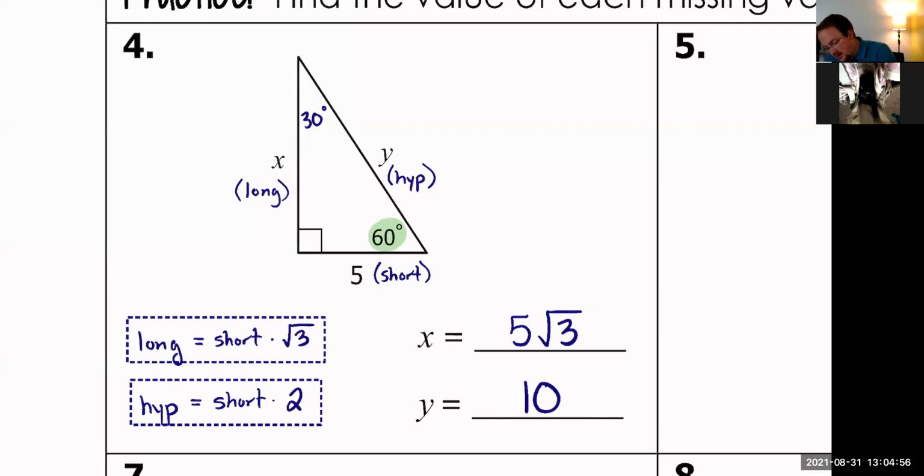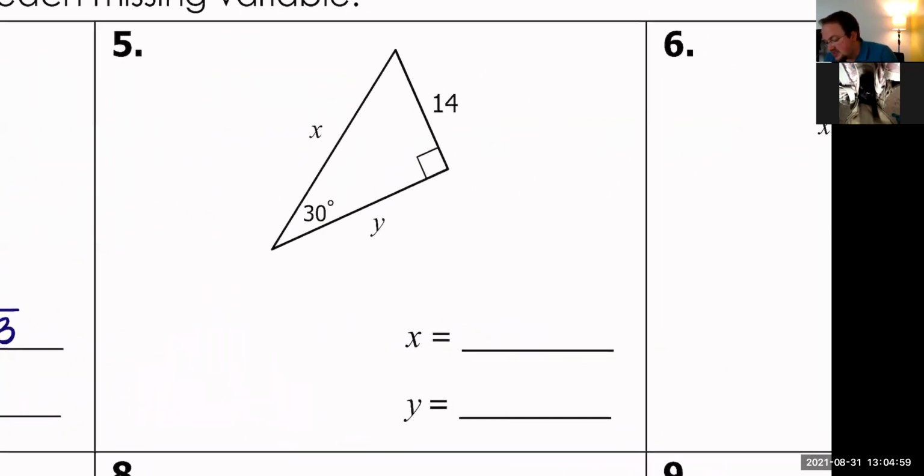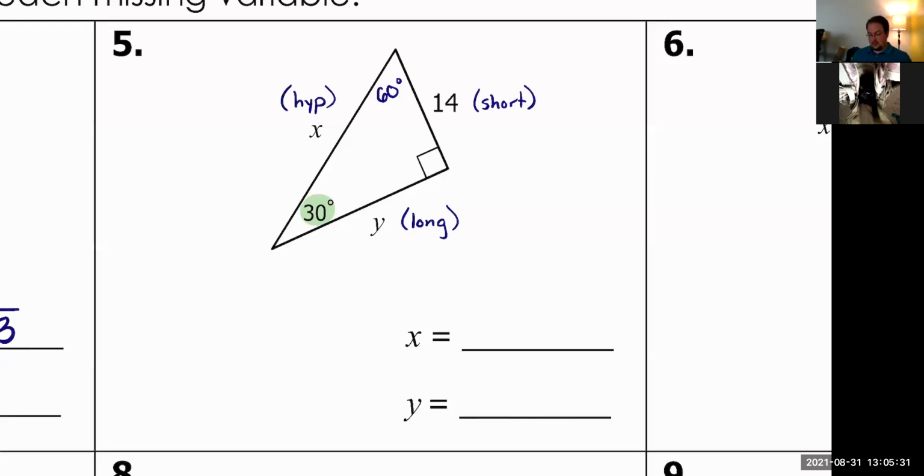Continuing on, taking a look here at number 5. Similar situation. I know it's a 30, 60, 90 because I see the 90, I see a 30, which means this unlabeled one must be the 60. So I have one of the legs. Is that the longer leg or the shorter leg? That is the short leg. So I'm going to say short, just so I keep track of it, which means Y is the longer leg and X is my hypotenuse.